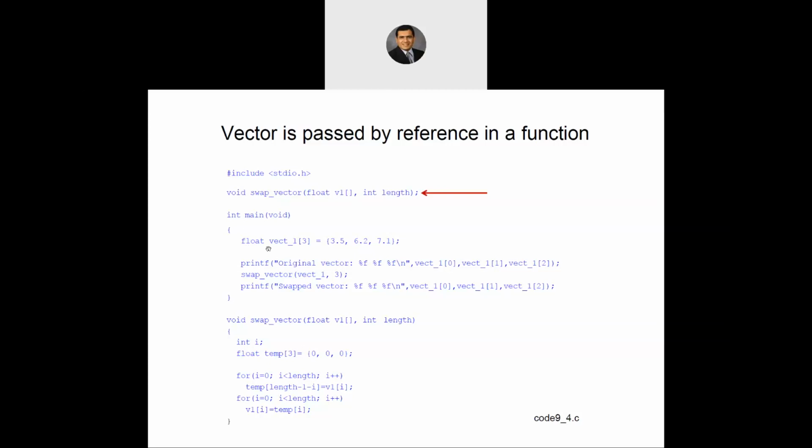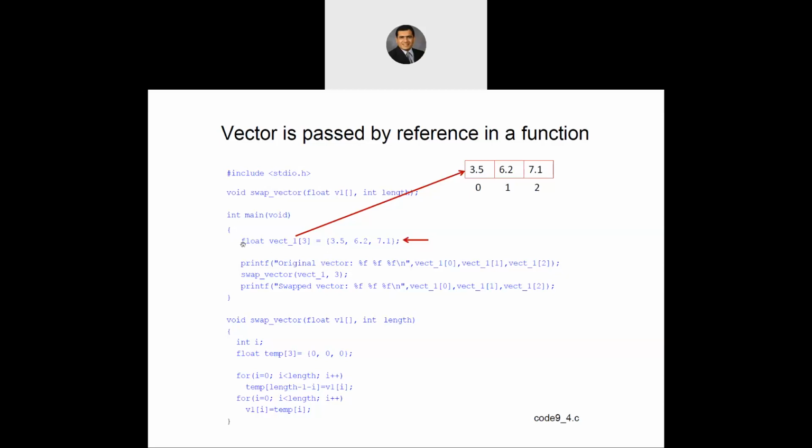In the main function, I declare an array consisting of 3 subscripts. This dimension is 3, consisting of these 3 values. That's it. So, the vect1 array is declared with 3 values. This is what it will create: vect_1 consisting of 3 subscripts. An array subscript always starts from 0, and the values are 3.5, 6.2, 7.1. Since the dimension is 3, the first subscript is 0, the second is 1, the third is 2.